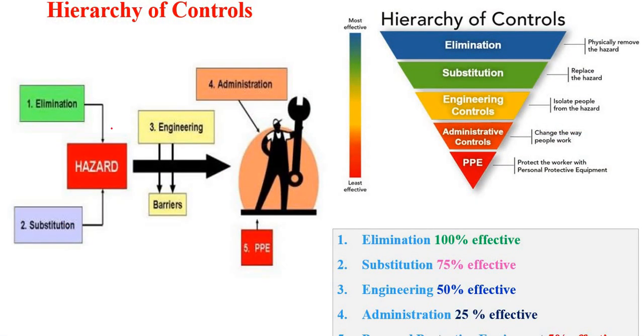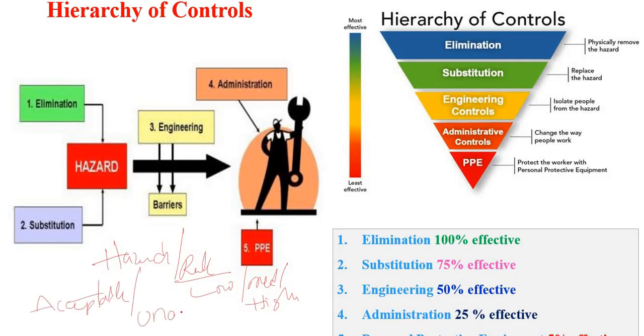See, normally what happens in our risk assessment, we find hazards. So we find some risk. Then the risk is categorized, maybe as low, medium or high. Normally I will simplify this. I can say acceptable or unacceptable risk. Leave low, medium, high.